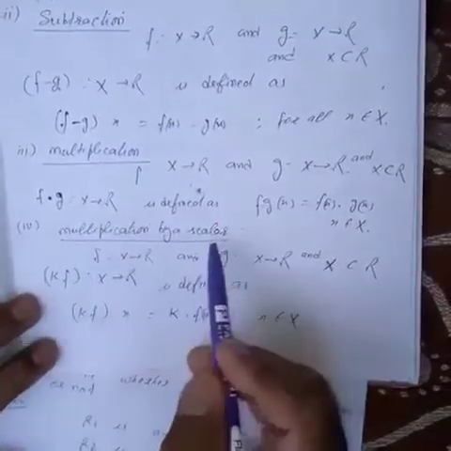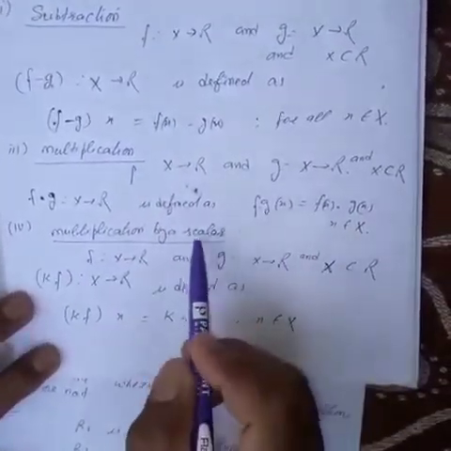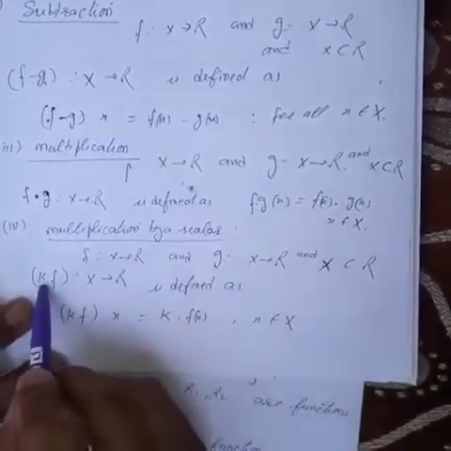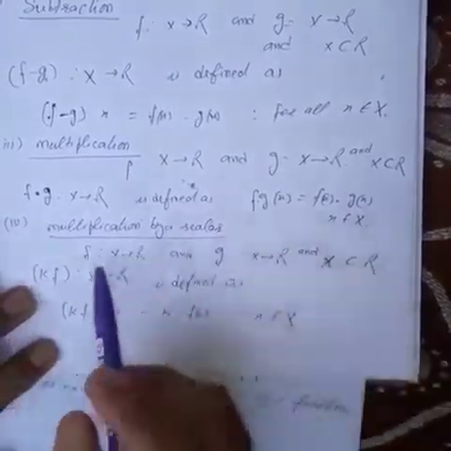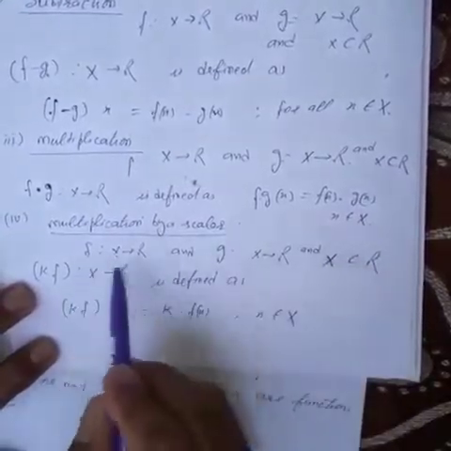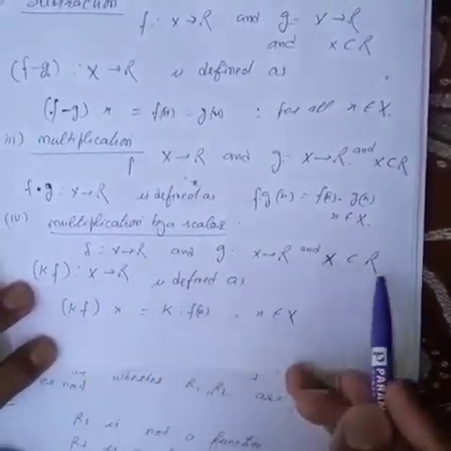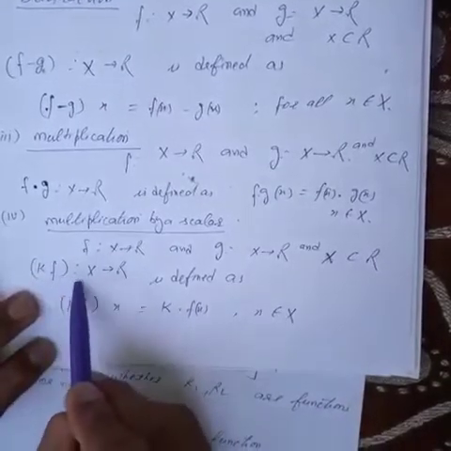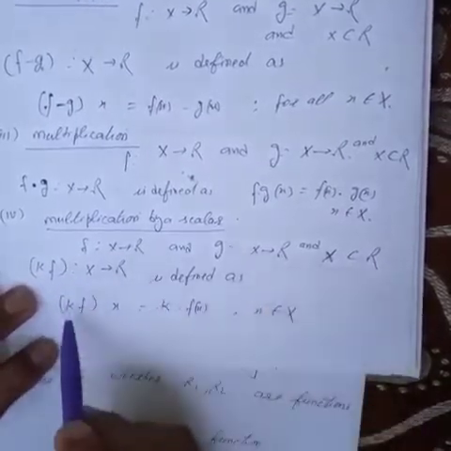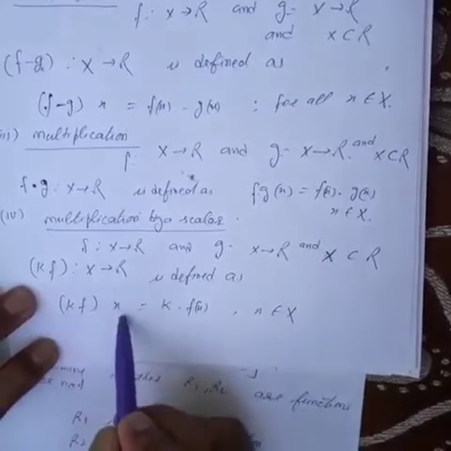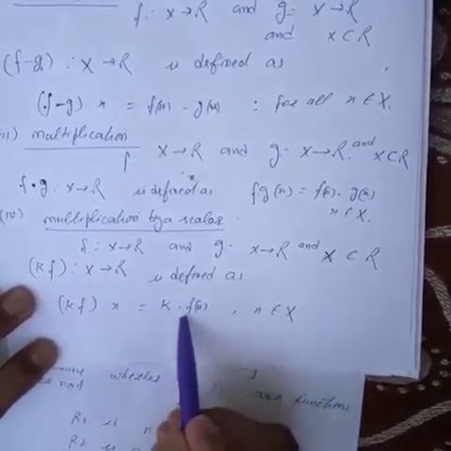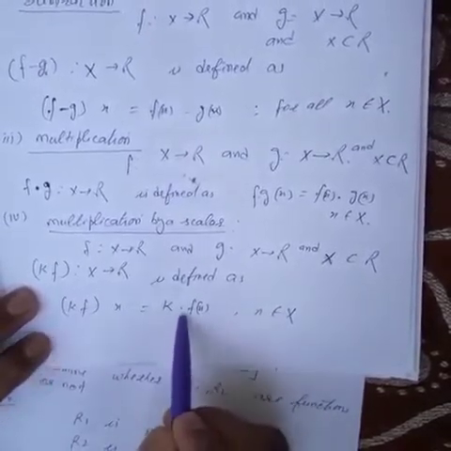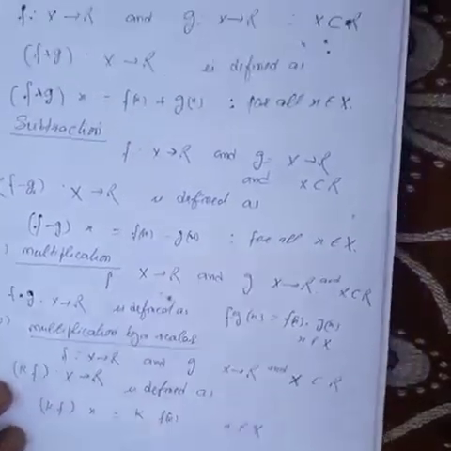Similarly, multiplication by a scalar. Scalar means any constant quantity. Let k be any constant number, k is any real number, you can say. Now let f and g be two functions from X to R, where X is a subset of R. Now k into f is also a function from X to R, defined as (k into f)(x) will be k into f(x). It means this value can be calculated by putting the value of f(x) in this. So k will be given because k is a constant.